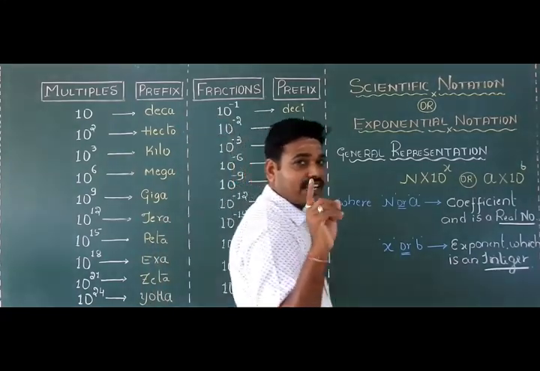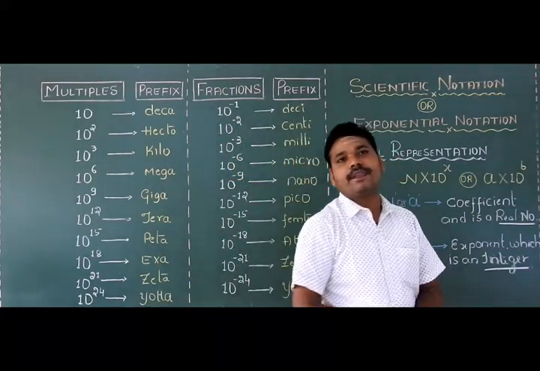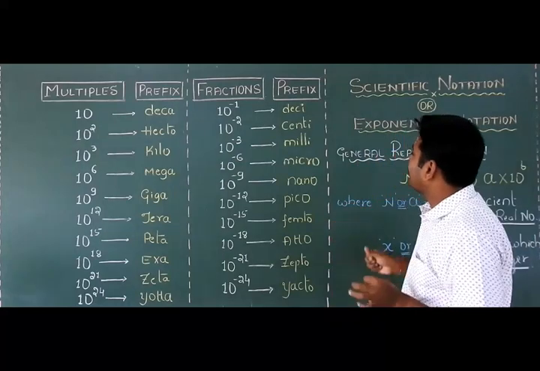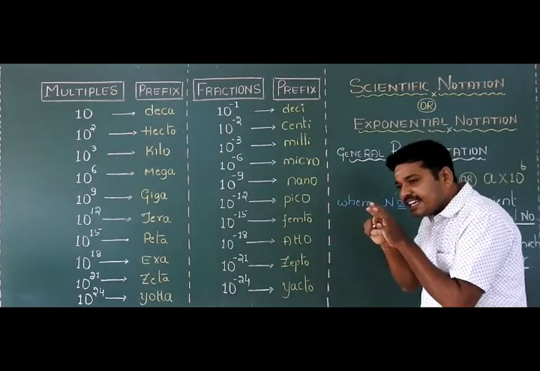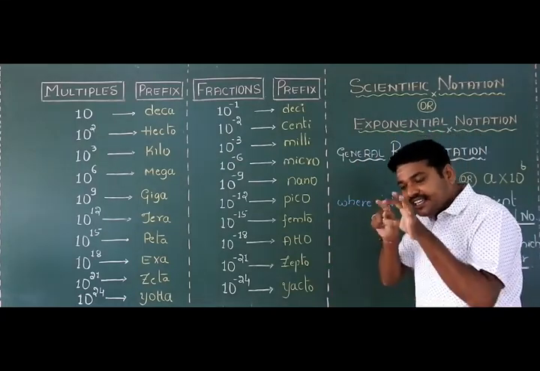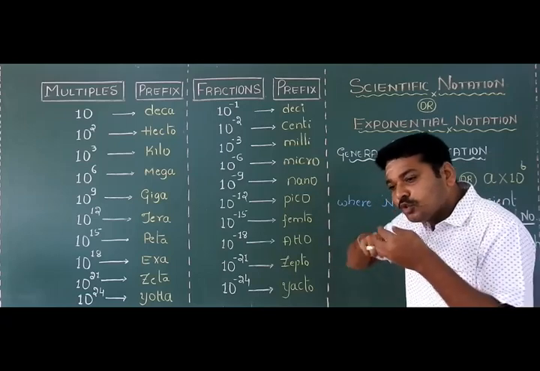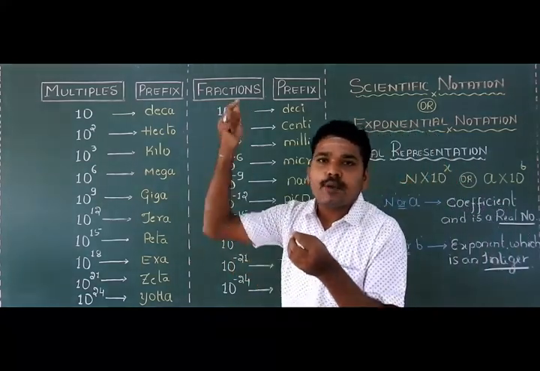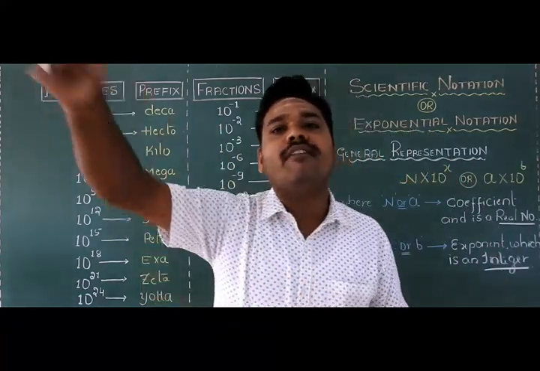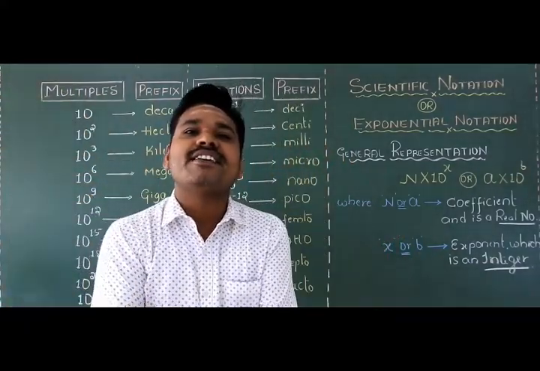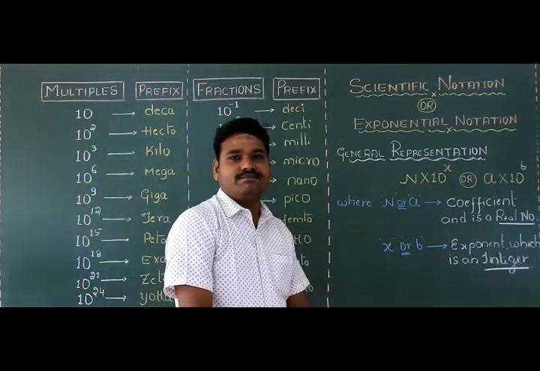Listen to the definition of scientific notation carefully. Scientific notation is the convenient way to represent a very small number or a very big number. That itself is nothing but scientific notation.